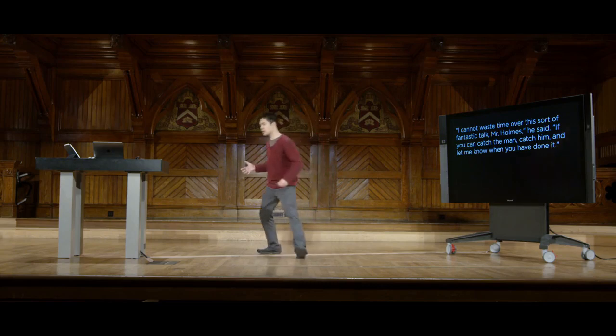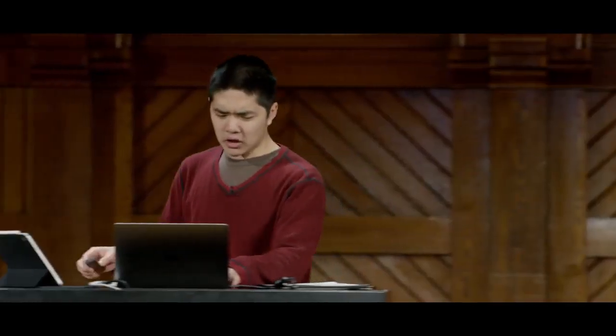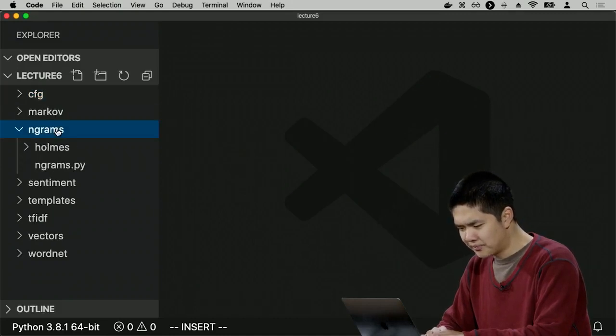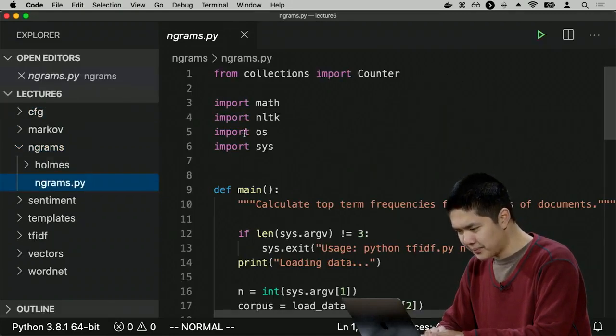And so we can actually take a look at this by going into a Python program that will serve the purpose of extracting these n-grams. And again, we can use NLTK, the Natural Language Toolkit, in order to help us here. So I'll go ahead and go into n-grams, and we'll take a look at ngrams.py.